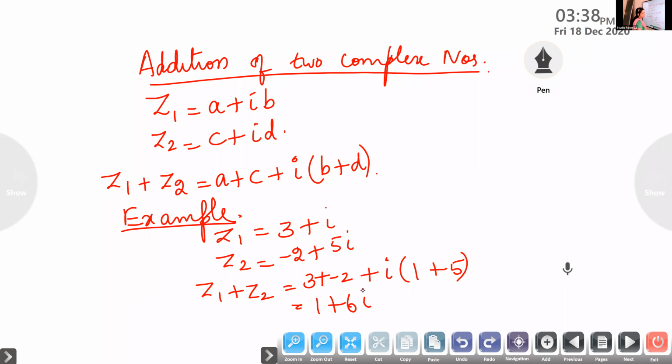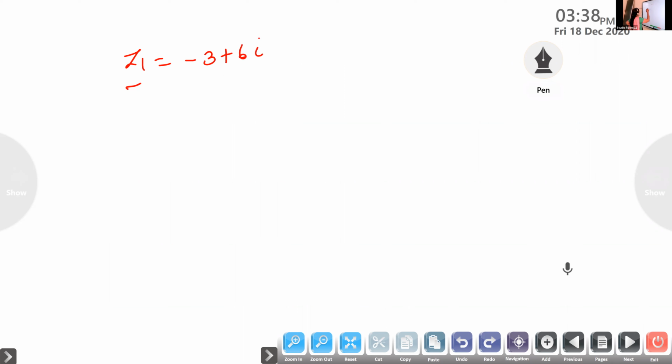Okay, it's correct, 1 plus 6i. Okay, write the next one. Suppose Z1 is minus 3 plus 6i, Z2 is minus 5 plus 2i.